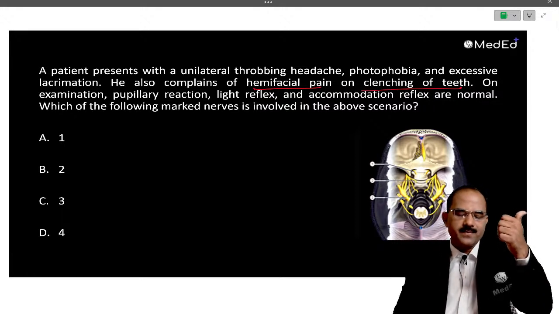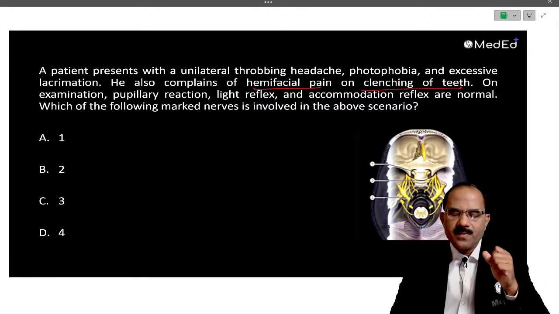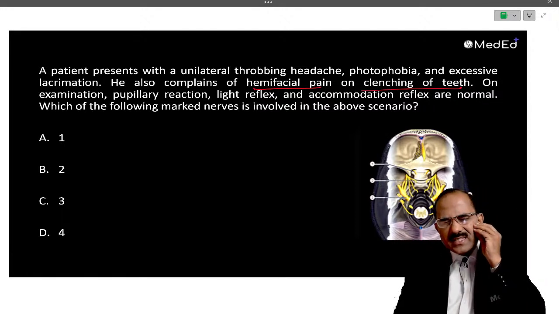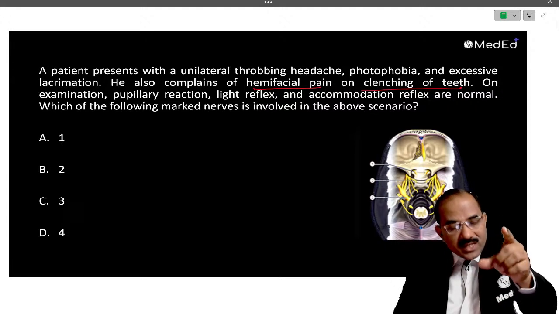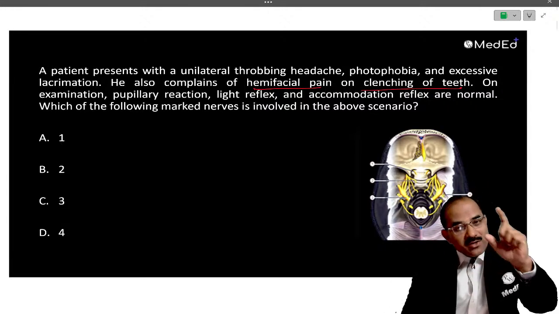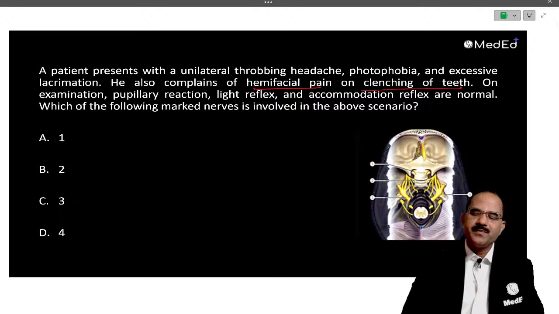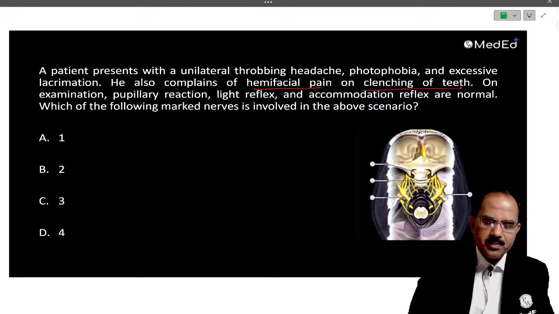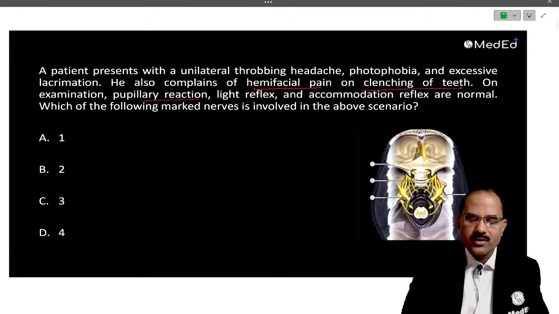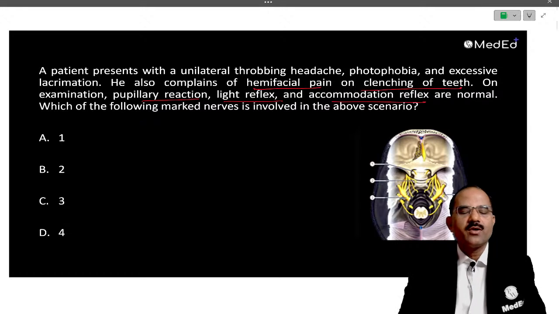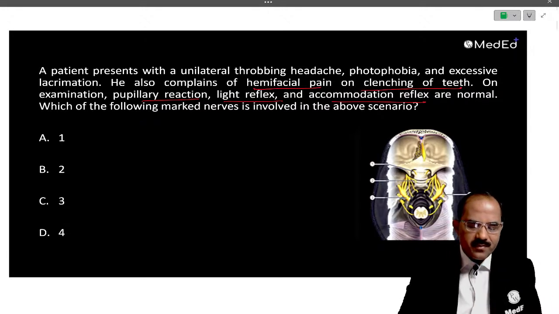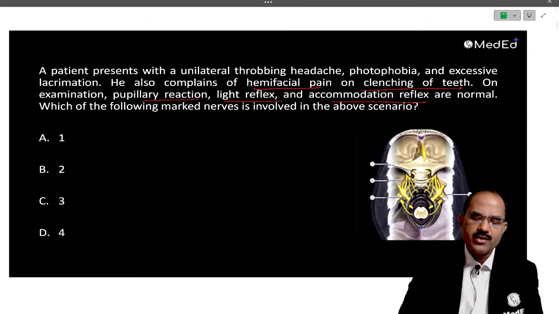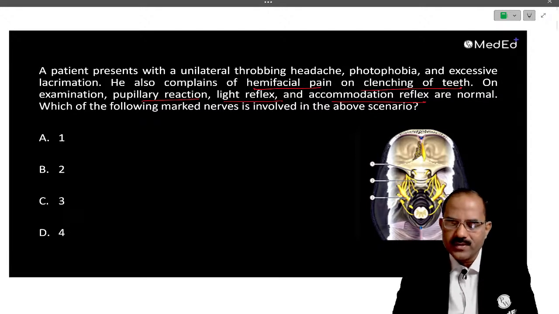Excellent, very nice. So what is this? A clenching of teeth, a person gets facial pain. Involvement of the temporomandibular joint. On examination, pupillary reaction, light reflex and accommodation reflex are normal. So the third nerve is normal. Which of the marked structures is involved in the above scenario?